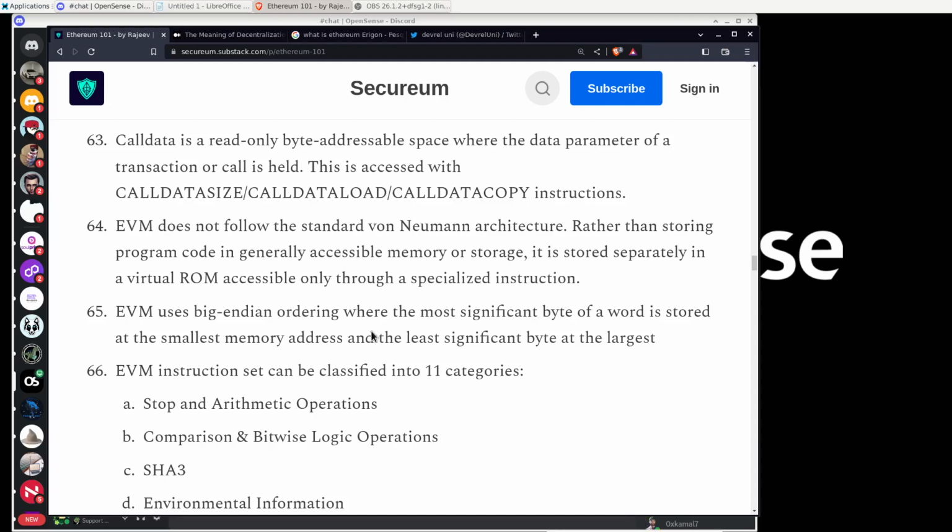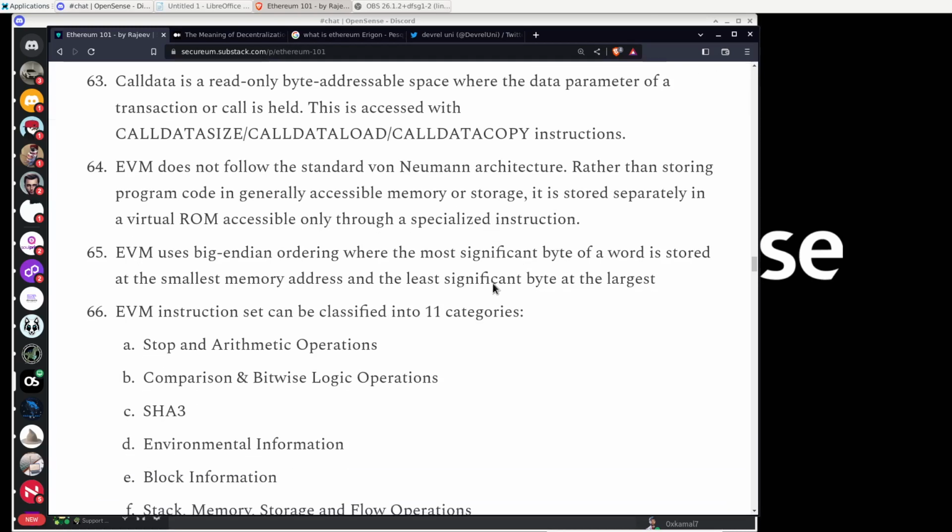The EVM does not follow the standard von Neumann architecture. Rather than storing the program code in a generally accessible memory or storage, it is stored separately in a virtual ROM accessible only through specialized instructions. EVM uses big-endian ordering, where the most significant byte of a word is stored at the smallest memory address and the least significant byte at the largest.